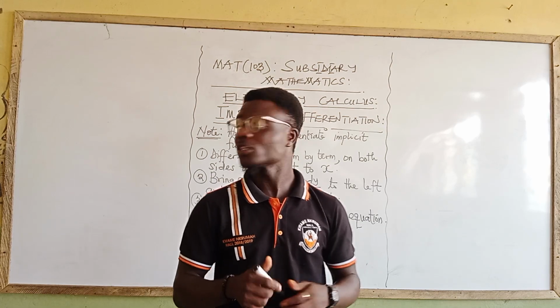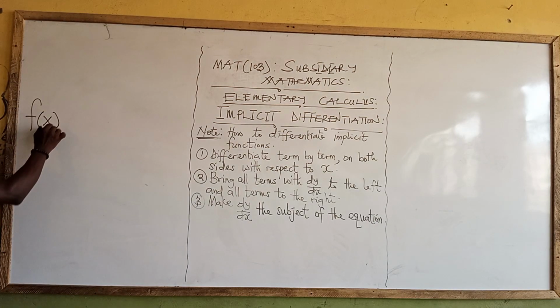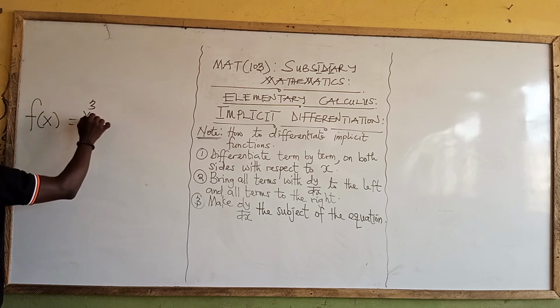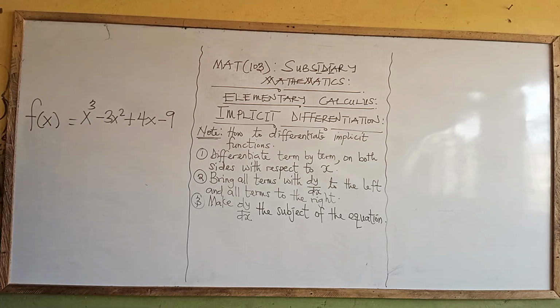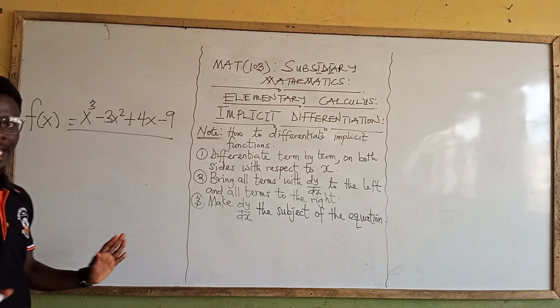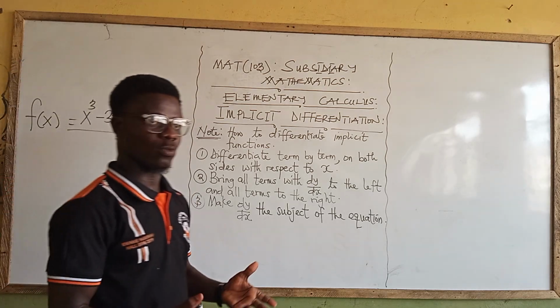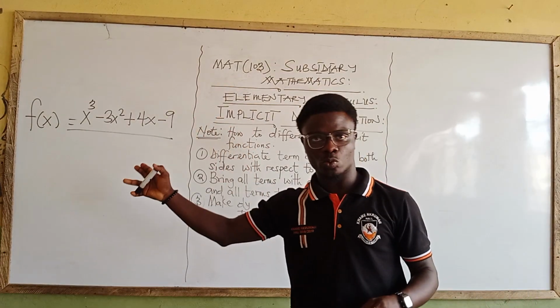X, right? The function y must be in terms of x, which means that if I have f of x, this function f of x is in terms of what? X, right? So if I have x cubed minus 3x squared plus 4x minus 9, this is an explicit function because it's in terms of x. So I can easily find dy over dx, which means I can differentiate y with respect to x.